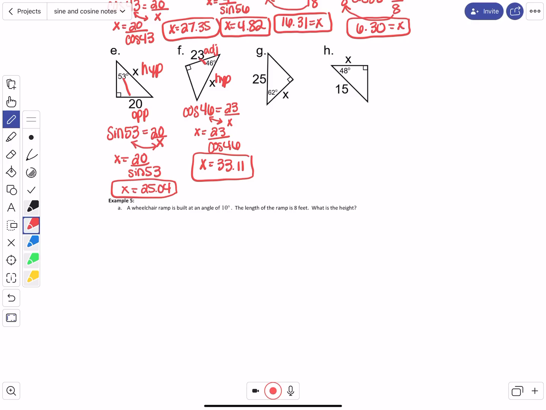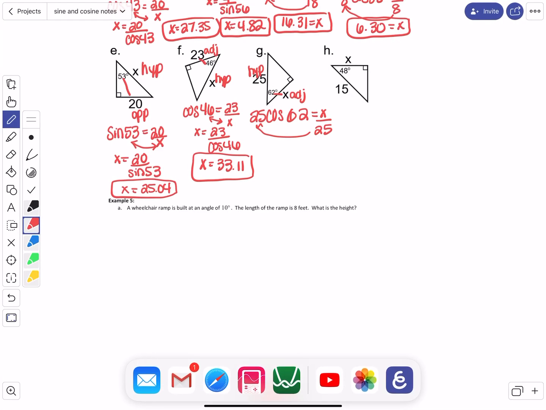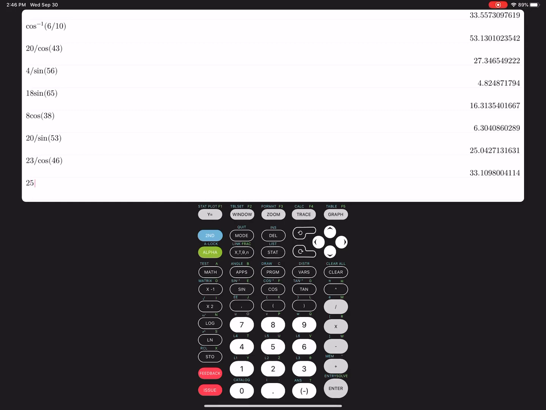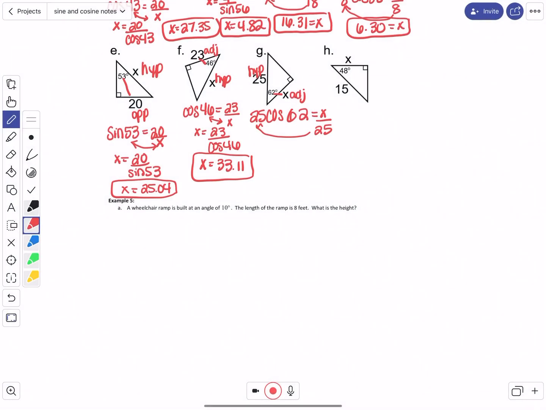All right, on this one, 25 is my hypotenuse because it's across from the right angle. These two are really close together, which means that's adjacent. So I'm using cosine. Cosine of 62 is going to be x over 25. 25, I just move it up and over, and I multiply. 25 times cosine of 62. And that gives me 11.74.